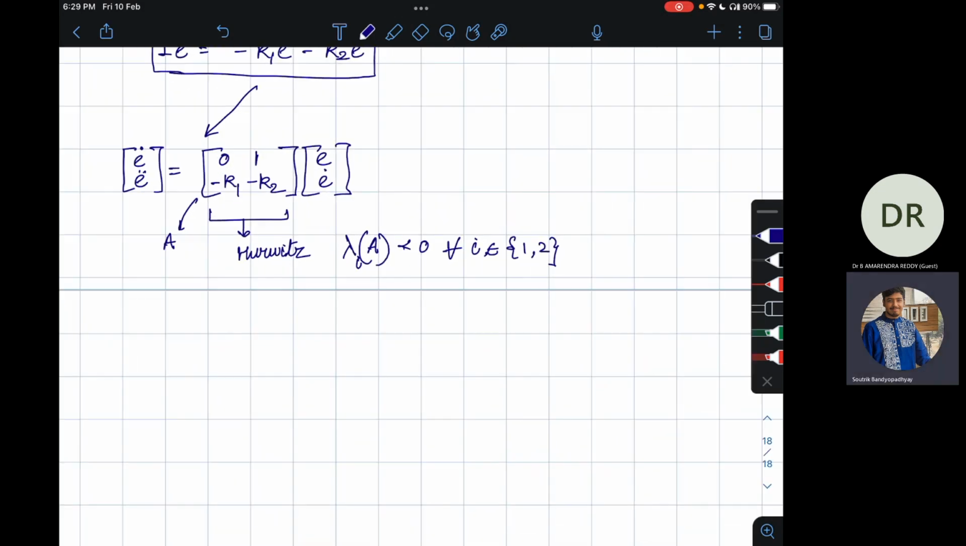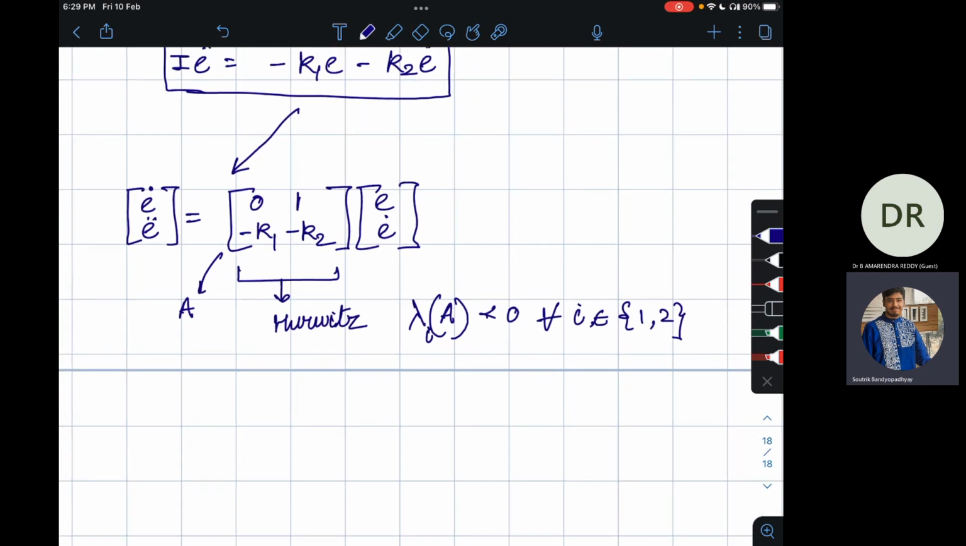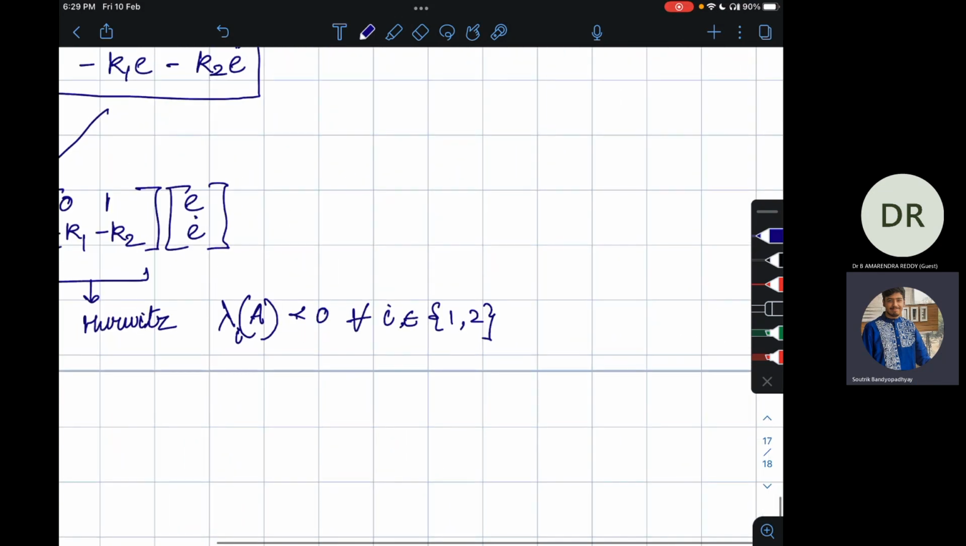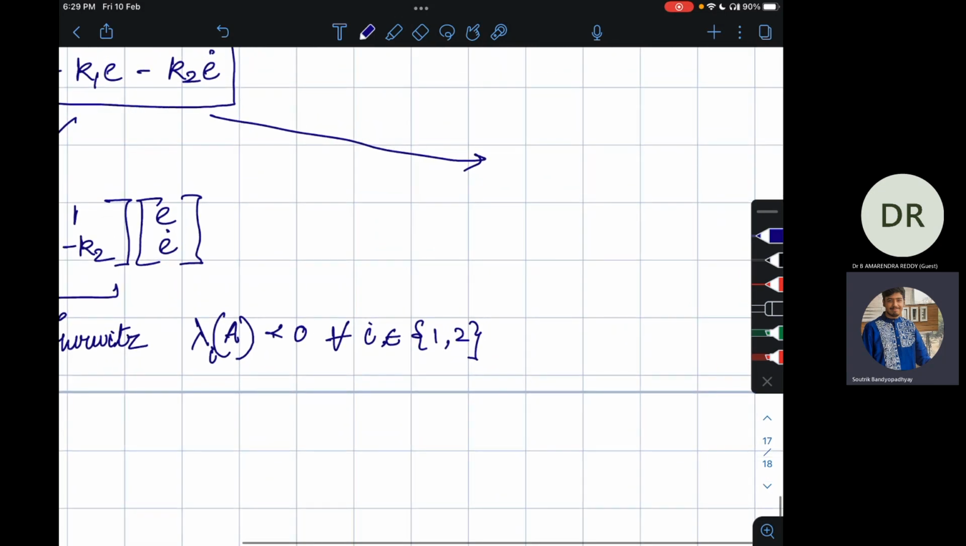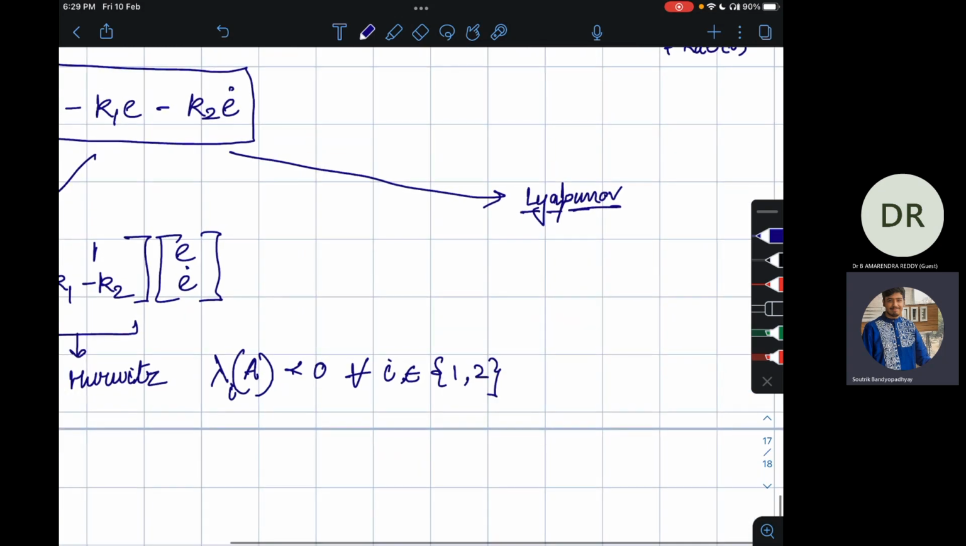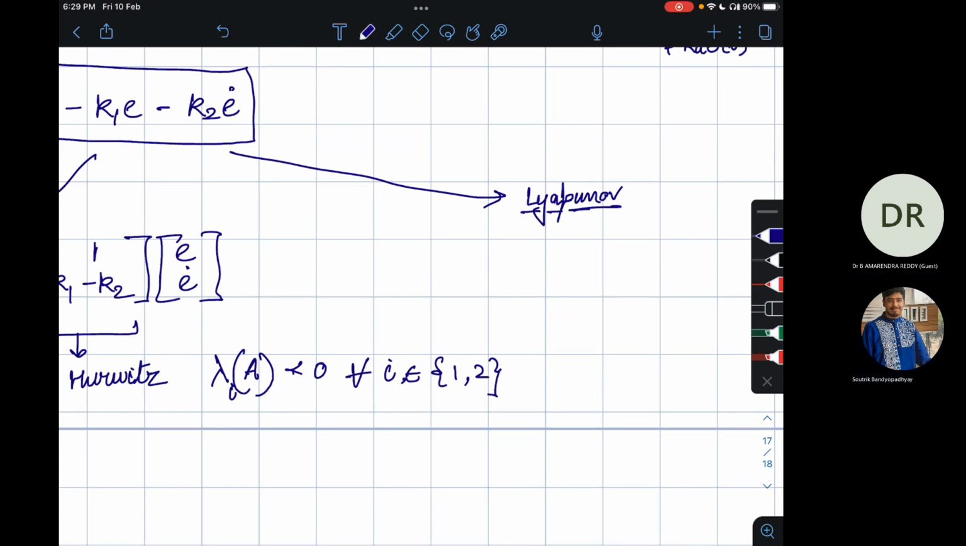So this is one approach of studying the stability. Now we already have a generalized approach of studying stability, which is known as Lyapunov analysis, right? Since we have been studying this Lyapunov analysis a lot, can you propose a Lyapunov function such that the differentiation of that Lyapunov function is negative definite?